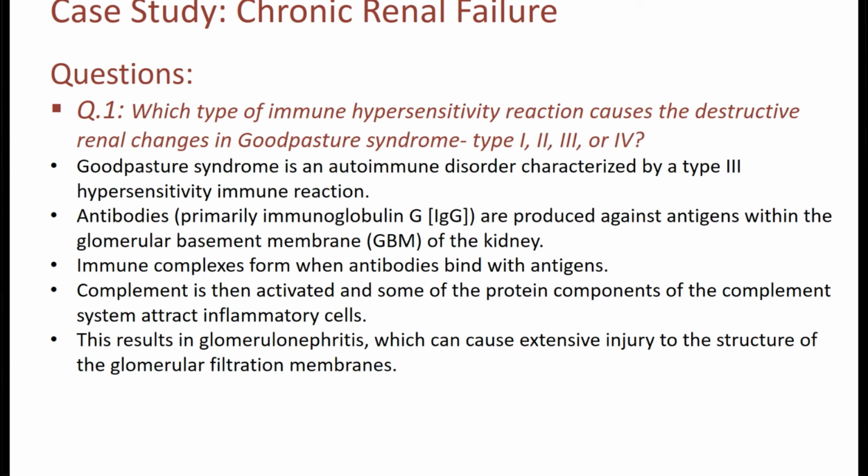So here we have antibodies produced against antigens within the glomerular basement membrane, and the immune complexes will form when antibodies bind with these antigens. And when we get these immune complexes, this will activate the complement, and some of the protein components of the complement system will attract inflammatory cells. And the result of this is glomerulonephritis, which can cause extensive injury to the structure of the glomerular filtration membranes.